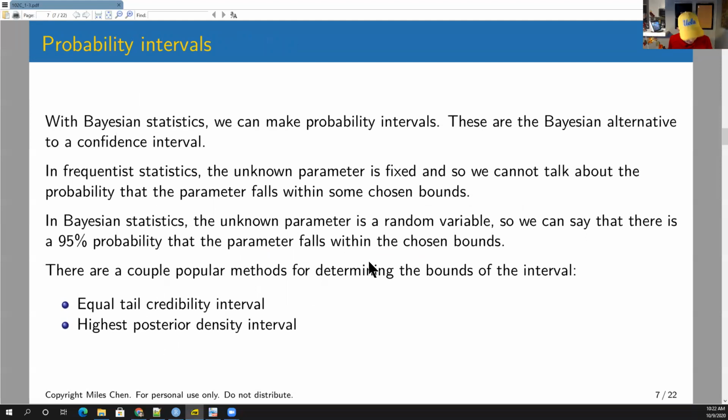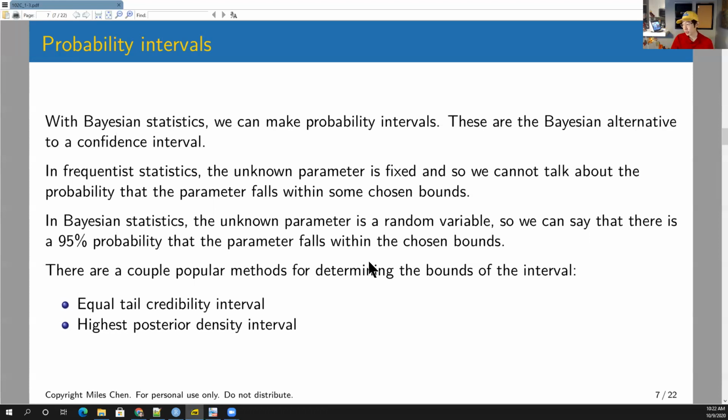With Bayesian statistics, we can make probability intervals. These are basically the Bayesian alternative to a confidence interval. In frequentist statistics, we say the unknown parameter is fixed, and so we can't talk about the probability that the parameter falls within some certain bounds. It either is in the bound or it's not, but there's no probability of whether the unknown parameter falls within the chosen bounds.